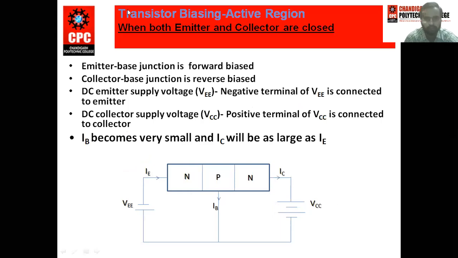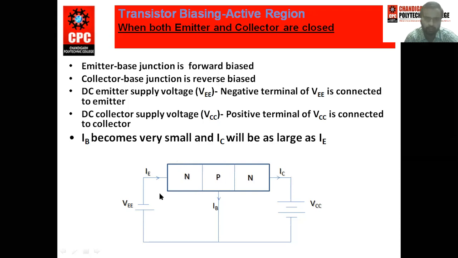These are examples. This is your example of the active region, with an NPN transistor.